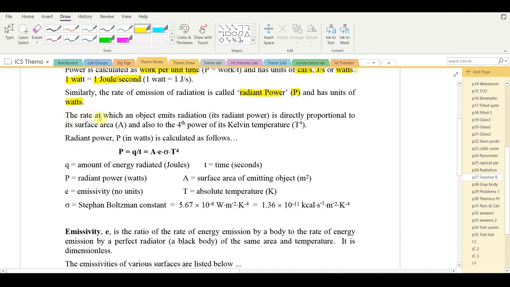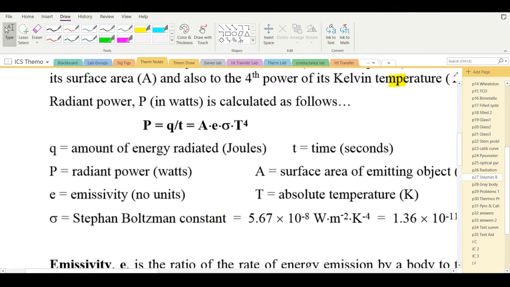The rate at which an object emits radiation, that is, its radiant power, would be directly proportional to the surface area. Larger surface area, greater rate of emission. It's also proportional to the fourth power of its Kelvin temperature. So radiant power, P in watts, is calculated by the following formula. P is equal to Q over T.